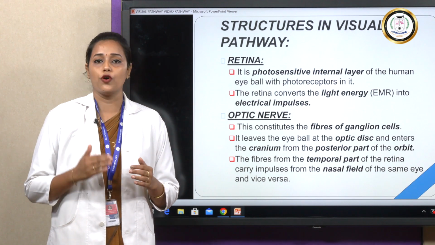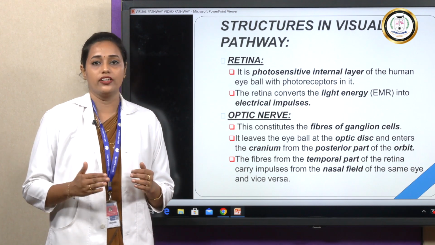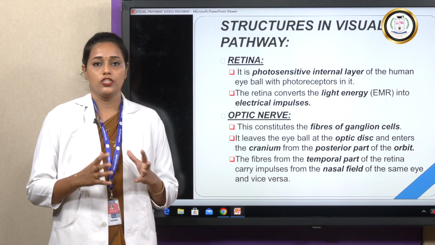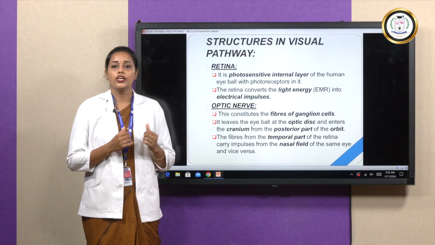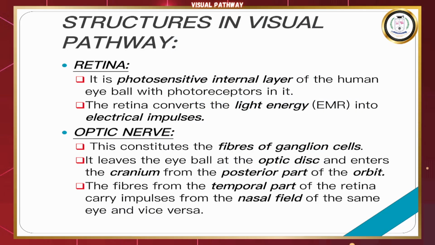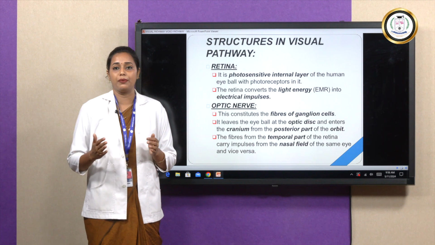Retina is a photosensitive inner layer of the human eyeball. It contains photoreceptors in it. To learn about photoreceptors, you can look for the previous video on visual processing. Retina is a structure which converts light energy, which is in the form of electromagnetic radiation, into electrical impulses.